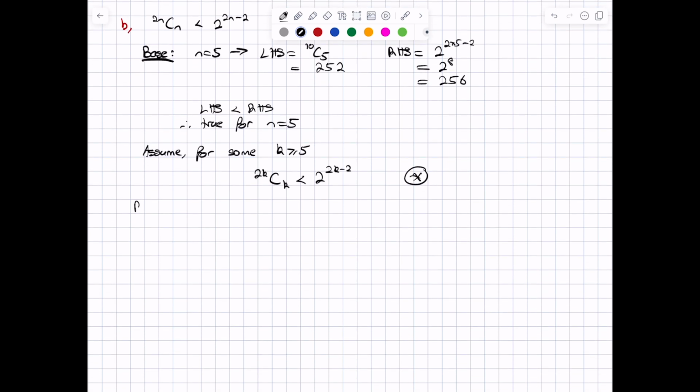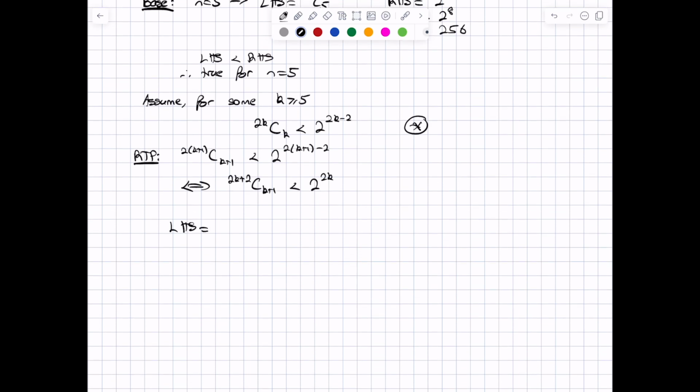Now, what would I like to prove? I'd like to prove the truth of the statement for n equal to k plus 1. So I'm required to prove that 2 times (k plus 1) choose (k plus 1) is less than 2 to the power 2 times (k plus 1) minus 2. In other words, it might be useful to write this as an equivalent statement. We're trying to prove 2k plus 2 choose k plus 1 is less than 2 to the power 2k, after just simplifying a little bit both sides. Okay, so let's have a look at the left-hand side.